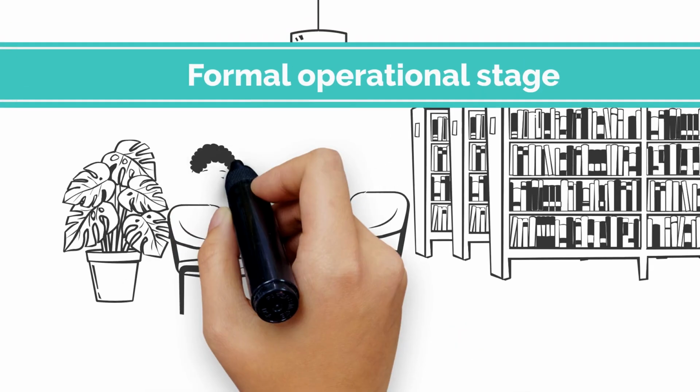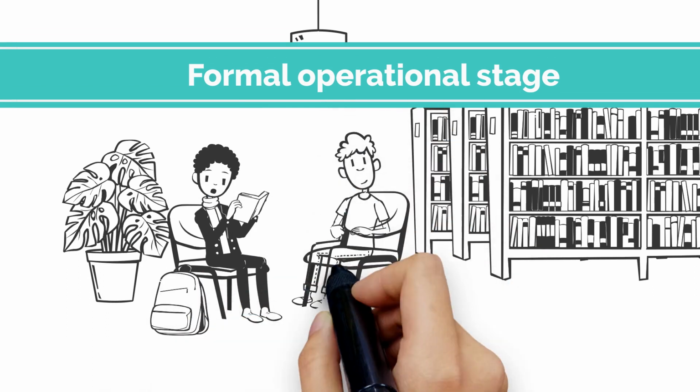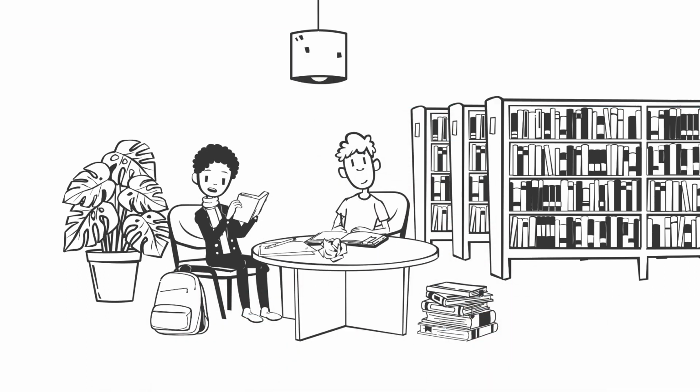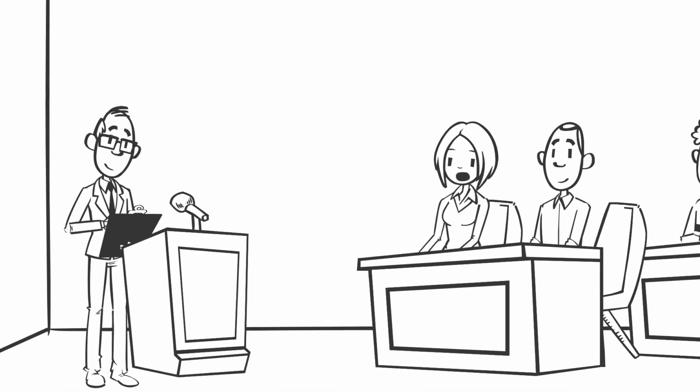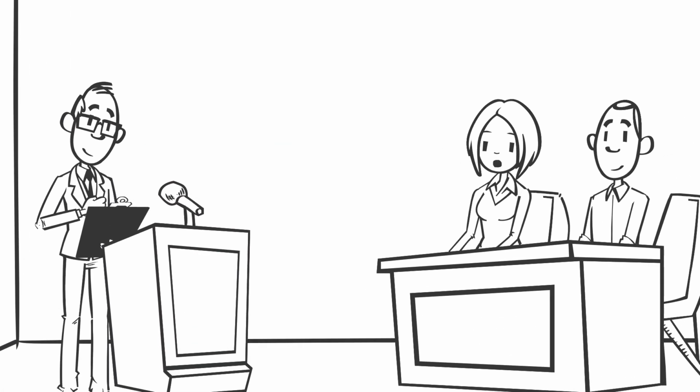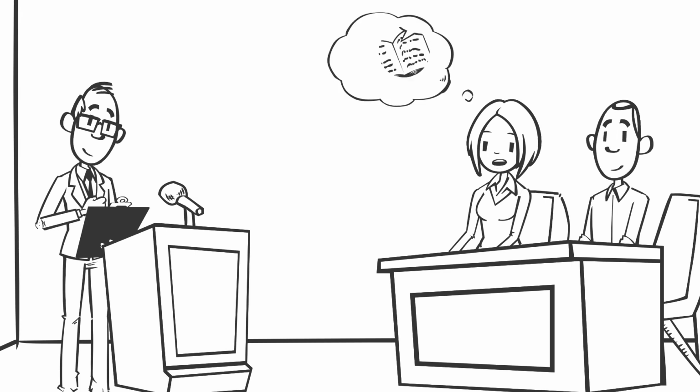Formal operational stage, approximately 11 years onwards. In this final stage, adolescents develop the ability to think abstractly and engage in hypothetical reasoning. They can now consider multiple perspectives, generate hypotheses, and engage in complex problem solving.